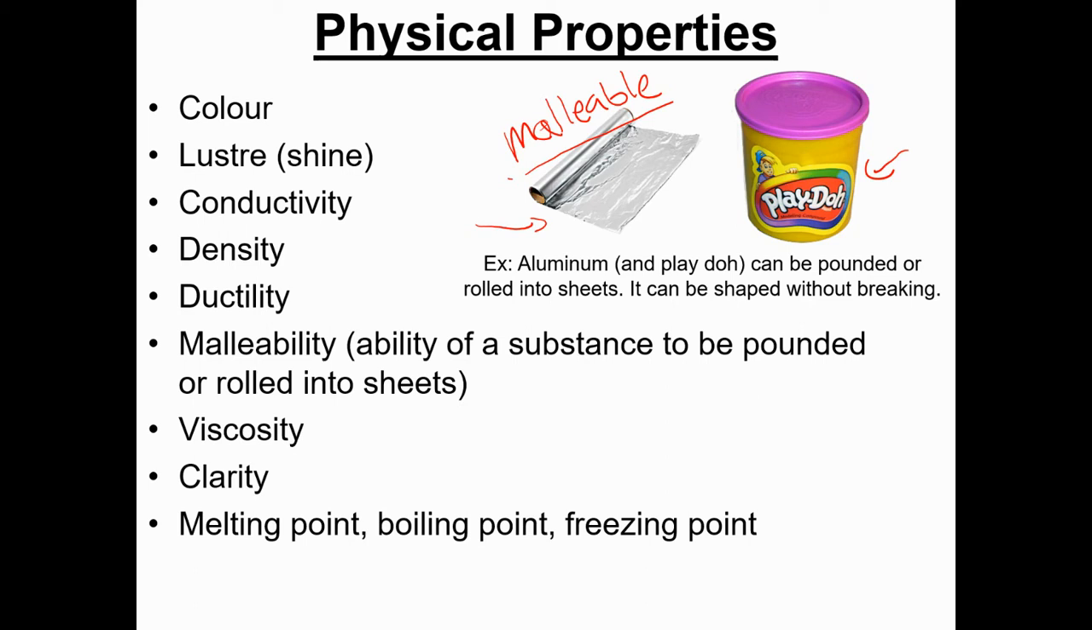The opposite of malleable is essentially brittle. So let's say you have a glass. If you drop that glass, it shatters. And so that substance, if you can't roll it or pound it into sheets and it shatters instead, we consider it brittle.